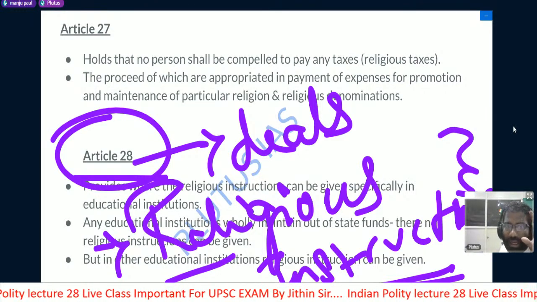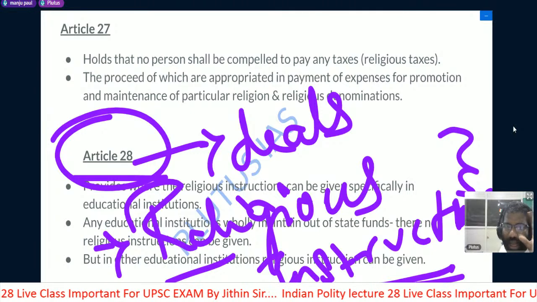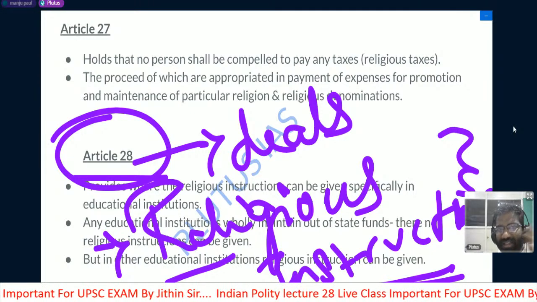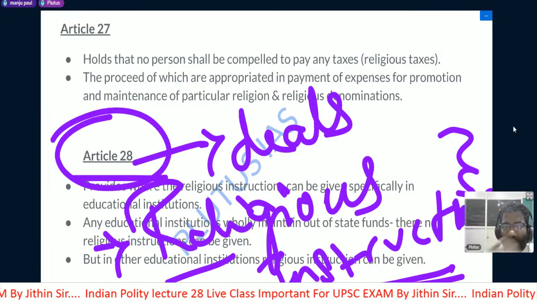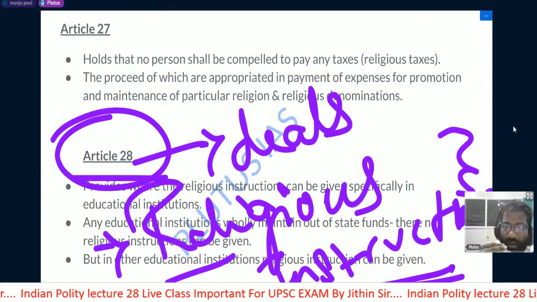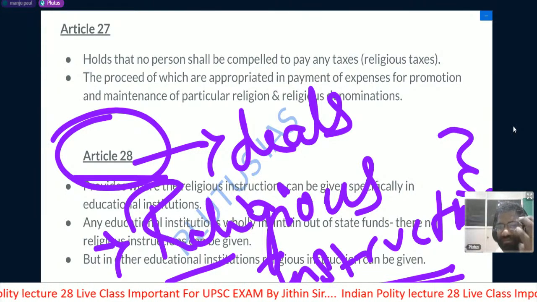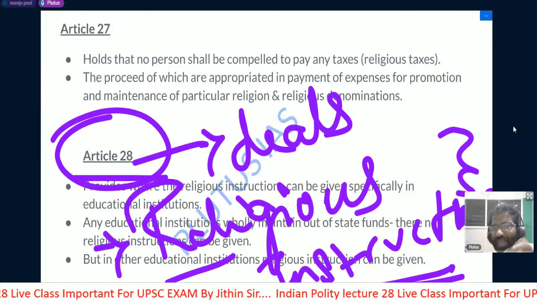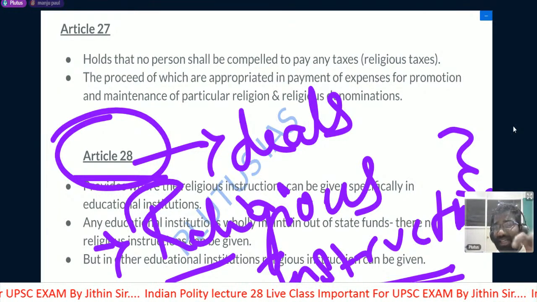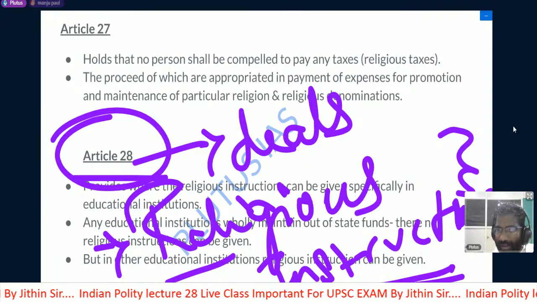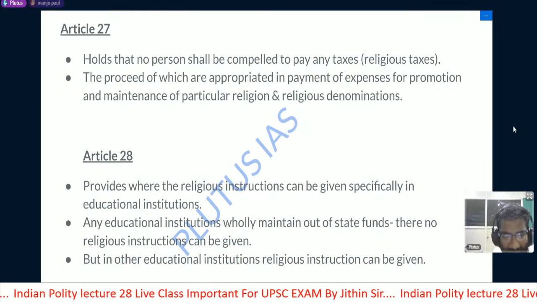And like masjid schools, can they give religious instruction or not, if the government gives money? So in Article 28 of the Indian Constitution we will identify where religious instructions can be given and where they can't be given. Okay, understood?